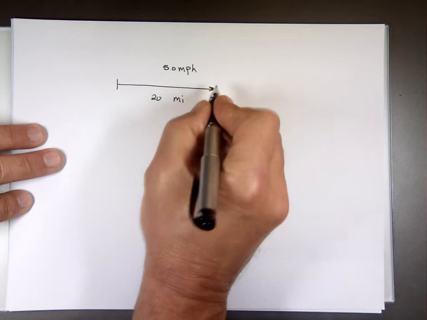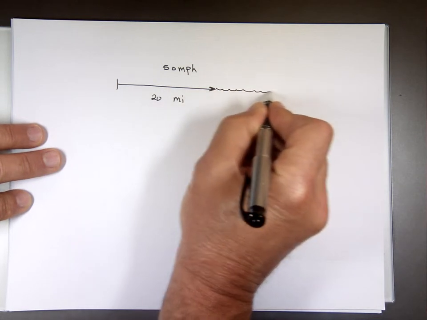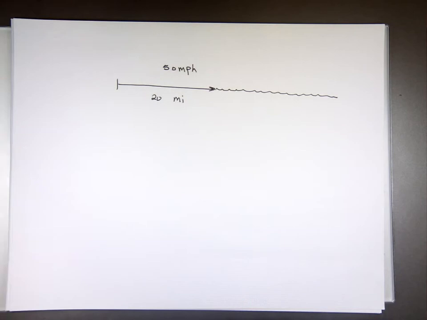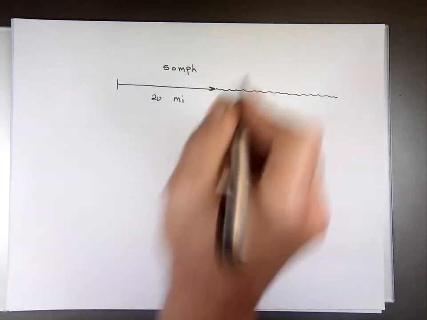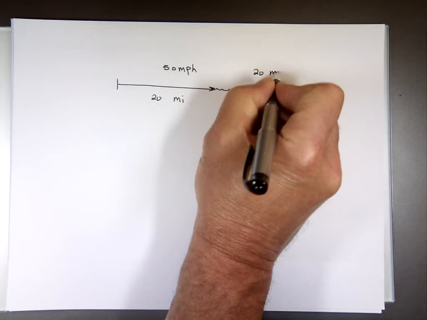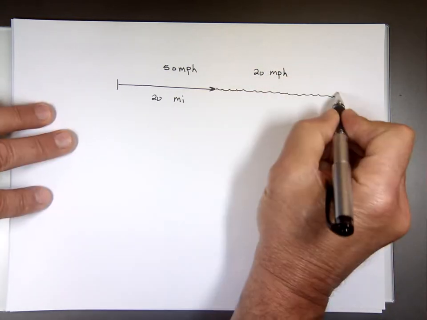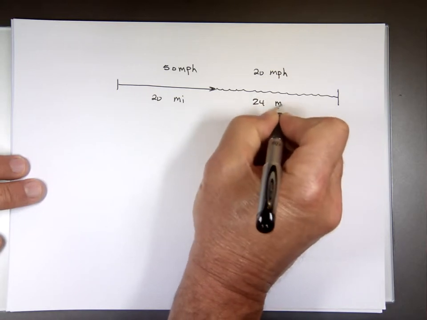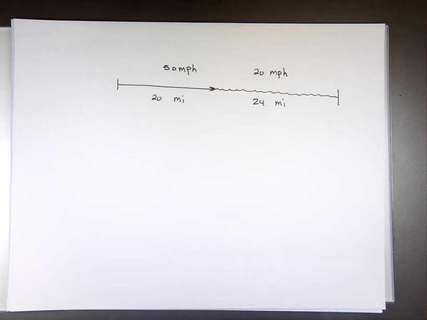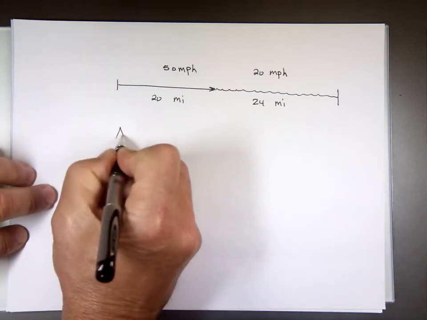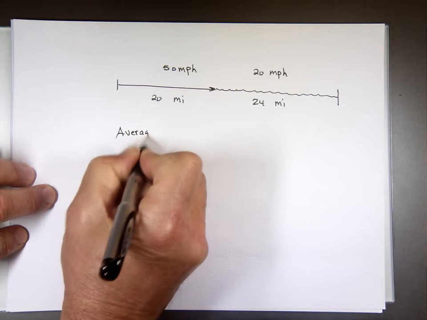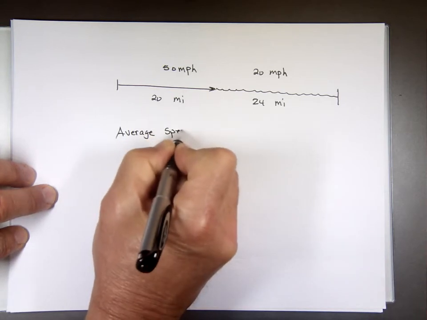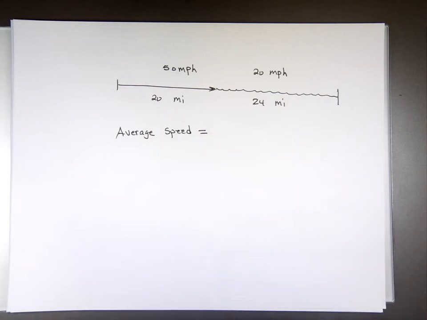Then you hit construction. This is construction here. They're working on the road. The traffic slows down to 20 miles per hour. And you drove on that road for the next 24 miles. What is your average speed?